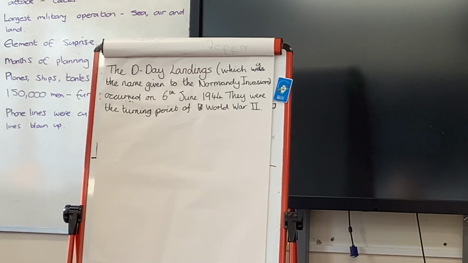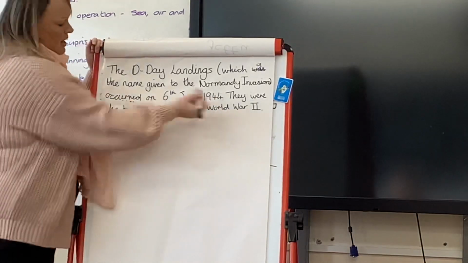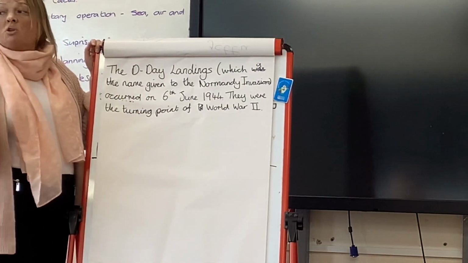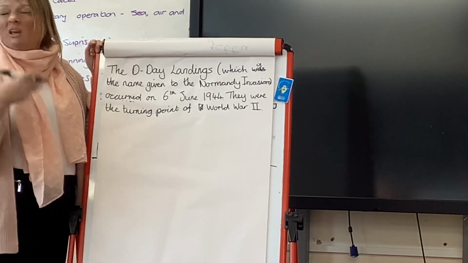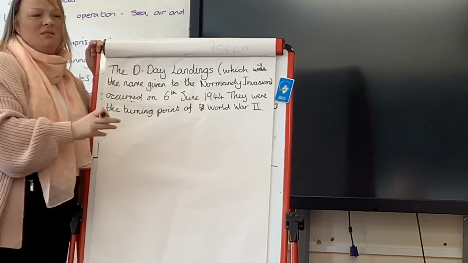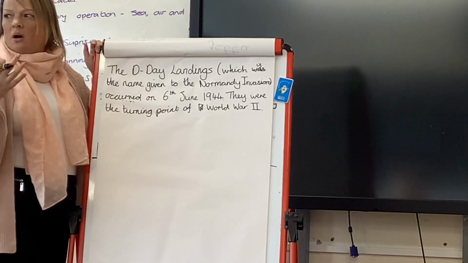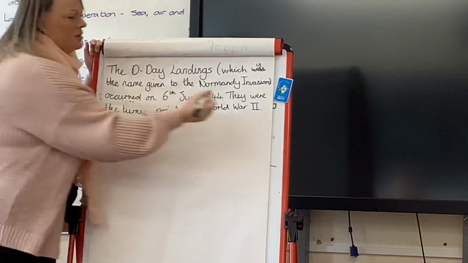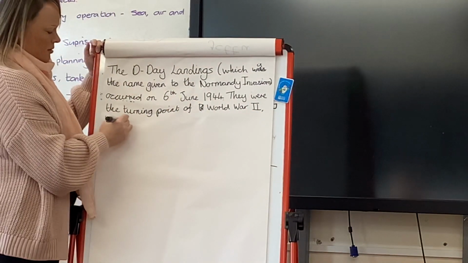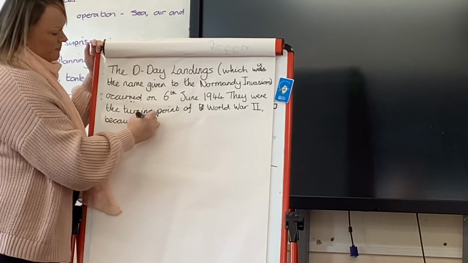We might want to put about, they were the turning point of World War II. We could put on there, use our causal connective, because they were so effective. Because if we're writing about why they were so successful, we could put that into our introduction, couldn't we? So, comma, because they were so successful.